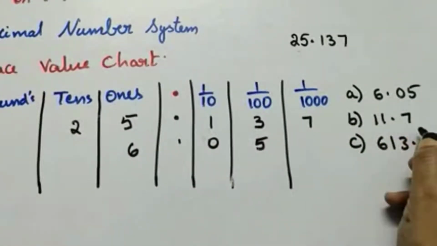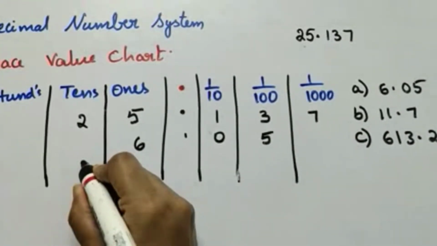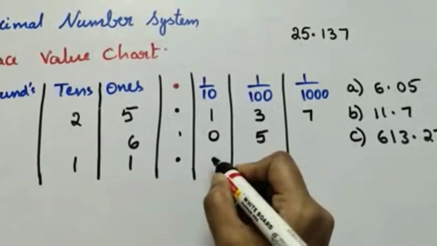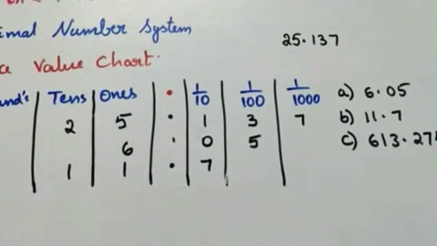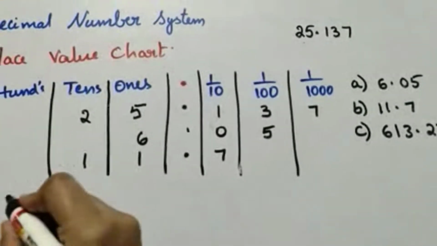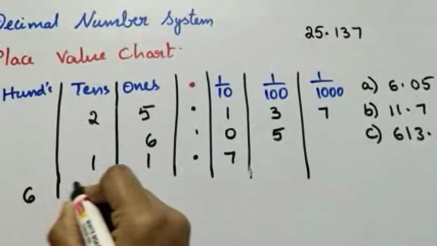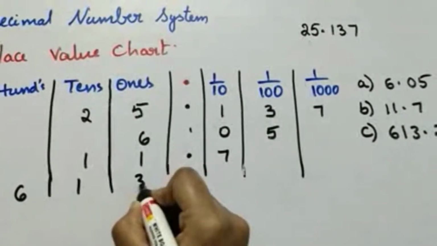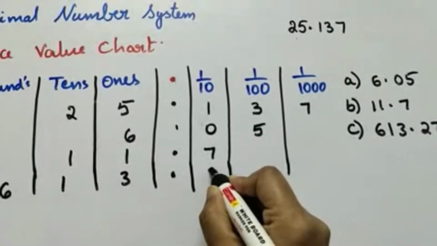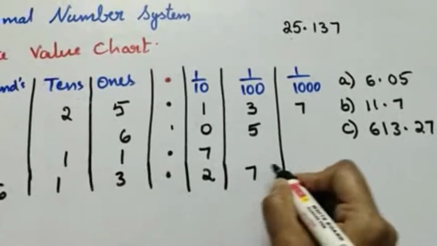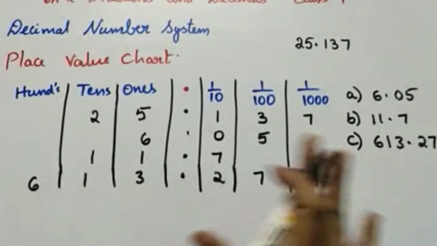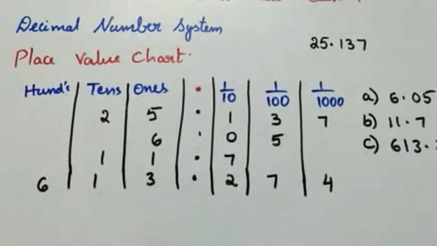Now 11.7, the next number. So 1 is in tens place, and another 1 is in ones place, the decimal point here, and 7 is in tenths place. Now 613.274, 6 is in hundreds place, and 1 is in tens place, 3 is in ones place, the decimal point here, and then 2 in 10th place, 7 in 100th place, and 4 in thousandths place. So whatever the number might be, you can represent it in the place value chart in this way.